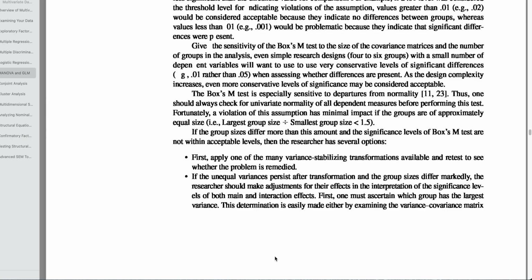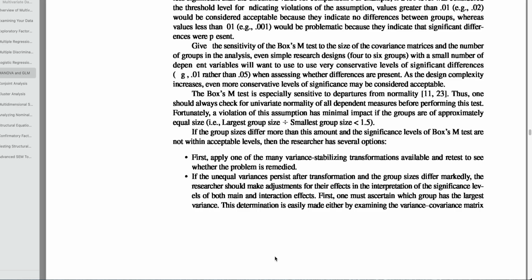If the group sizes differ more than this amount and the significance level of the Box's M test is not within acceptable levels, then the researcher has several options. First, apply one of the many variance-stabilizing transformations available and retest to see whether the problem is remedied. If the unequal variances persist after the transformation and the group sizes differ markedly, the researcher should make adjustments for their effects in the interpretation of the significance level of both main and interaction effects.